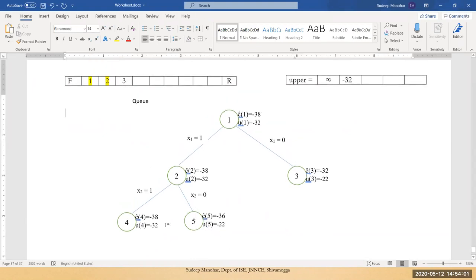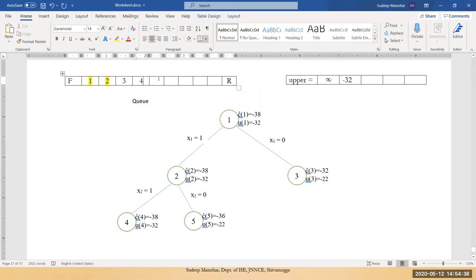Now, you have completed one more level from the given E node. Compare the value of U, which is lesser, 32 is lesser. Now compare this value with upper. U of 4, whether it is lesser than upper? No, it is same. So no changes. Next, compare the value of C, minus 38, whether it is greater than upper? No, it is lesser than upper. C of 5, minus 36, whether it is greater than upper? No, it is lesser than upper. Therefore, don't kill this node. So therefore, 4 and 5 will enter the queue.